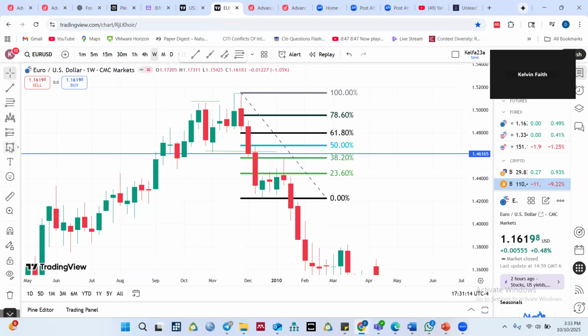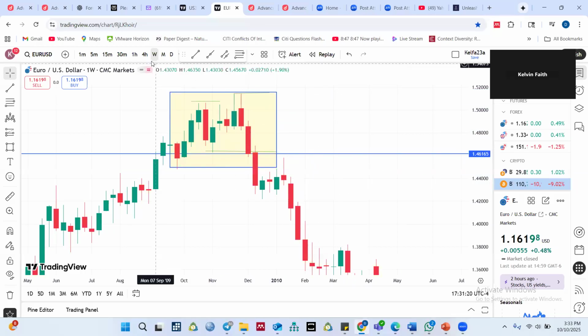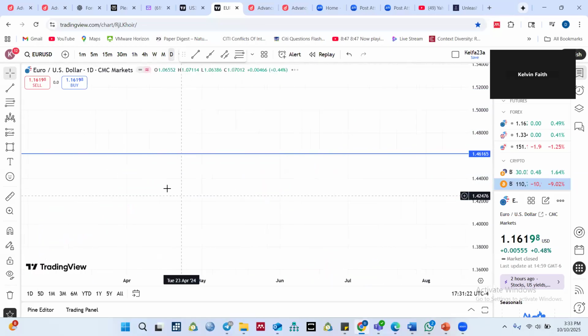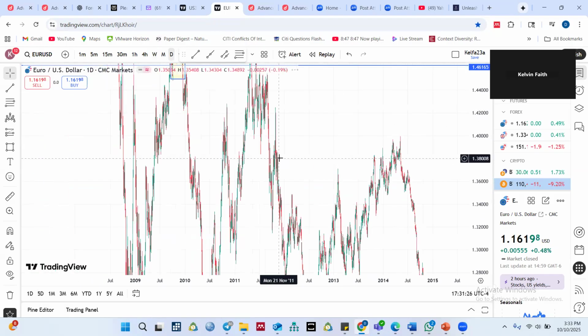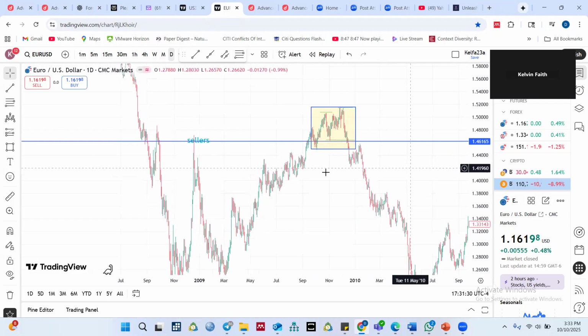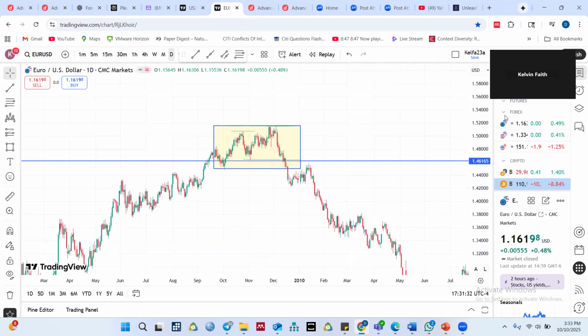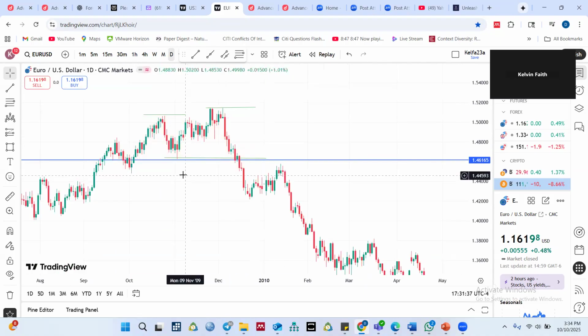I'm saying that around here, the pattern here, we have what we call, let me go to the daily time frame and see if it will give me the same thing. Good. The daily time frame gives us a better rendition. Good. So look at what is happening. What do you make out of this?